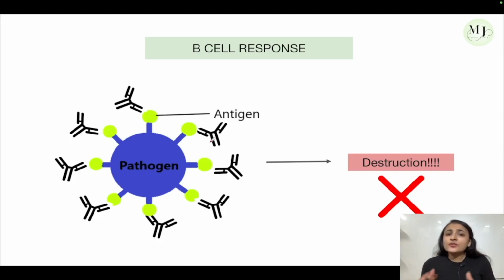Now what is the purpose of this tagging? Now this pathogen has been marked, which means that it has been marked for its destruction. Okay? By using certain immunological pathways, the body will kill this pathogen cell.